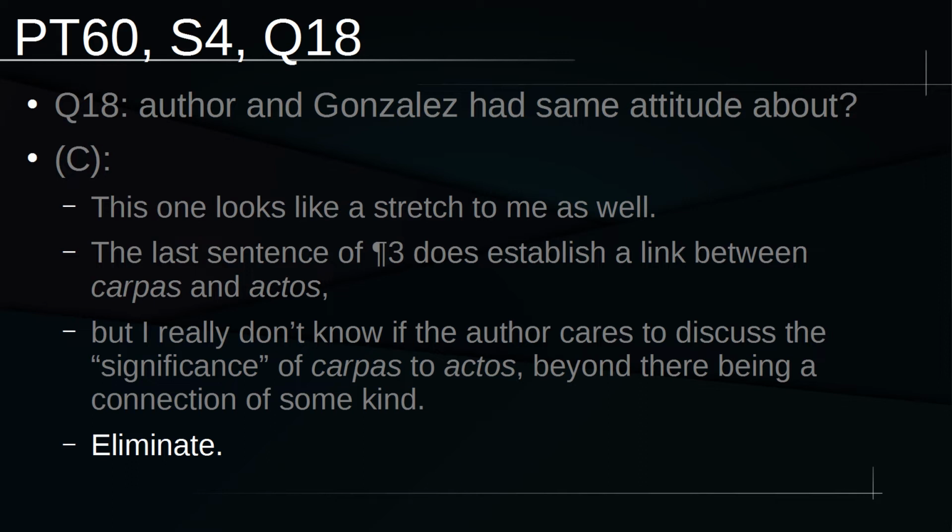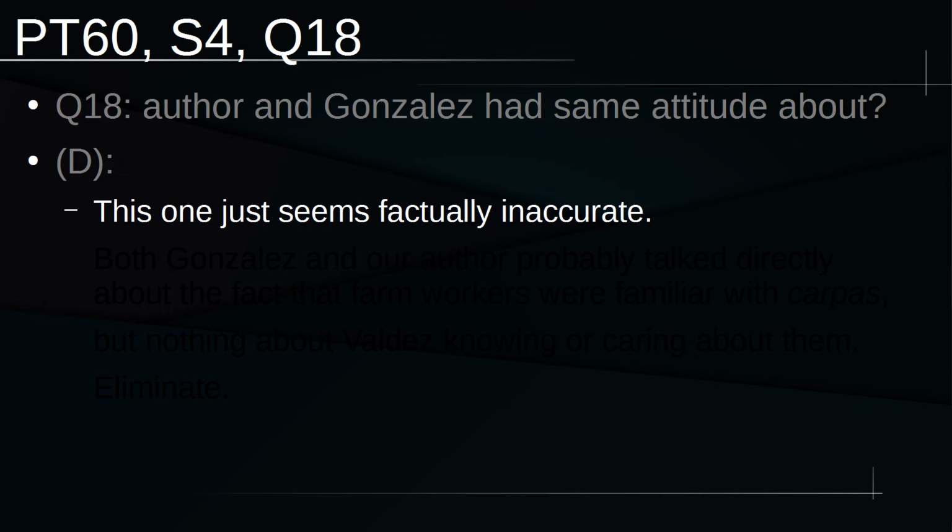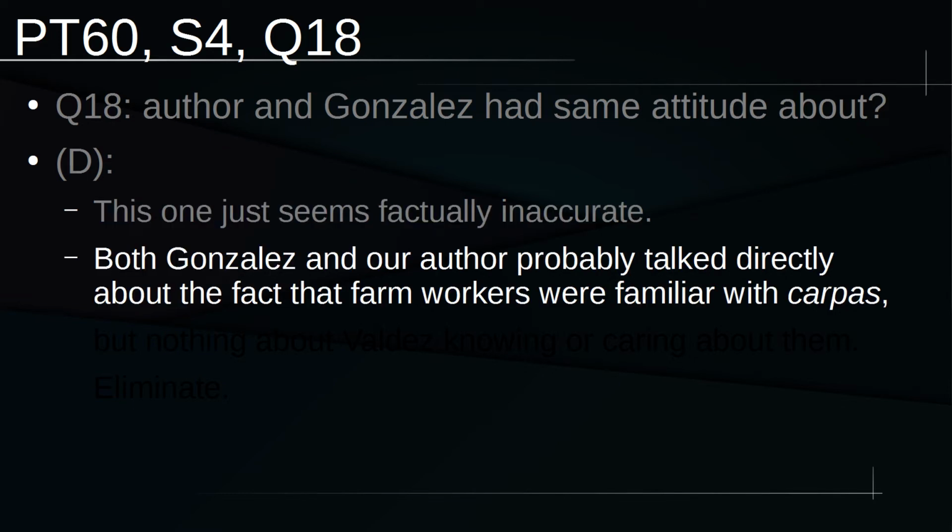Yeah, sure, it didn't look quite as bad as A or B, but I thought C was stretchy in its own right. And now onto choice D, the extent of Valdez's acquaintance with Karpas as a dramatic form. This one just seems factually inaccurate. I don't think either person, either the author or Gonzalez, really had anything to say about this issue. I mean, both Gonzalez and our author probably talked directly about the fact that farm workers were familiar with Karpas. I feel like that's probably something that is going to be an outgrowth, because if farm workers were involved with Octos, my guess is that they may have been in some way, shape, or form involved, or at least an audience for Karpas as well.